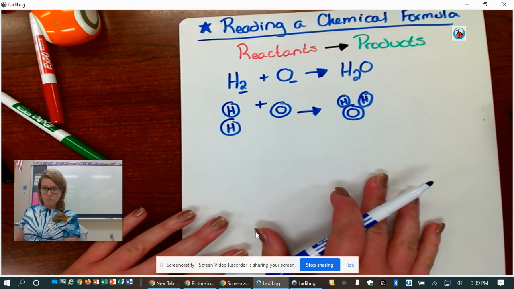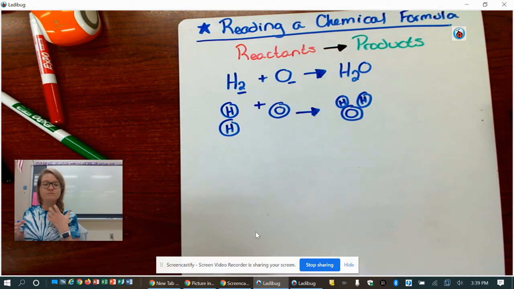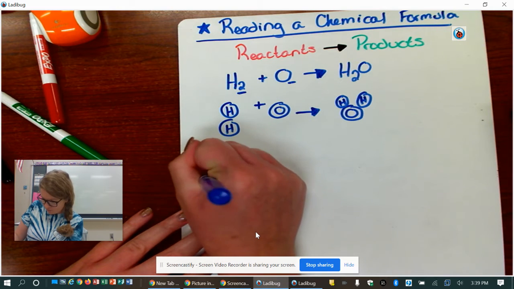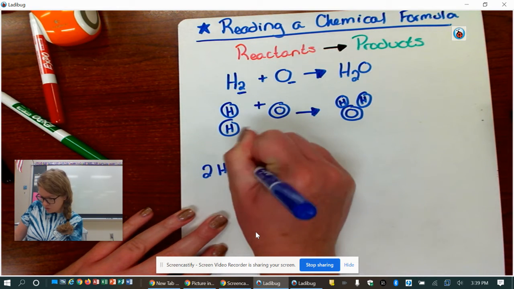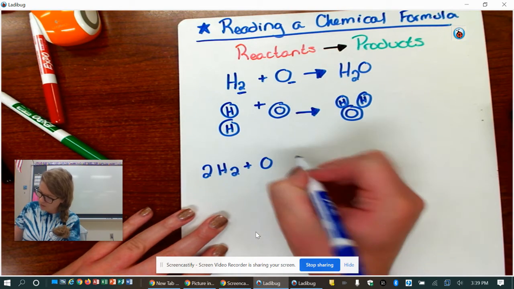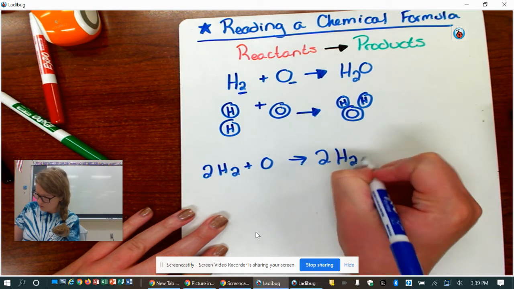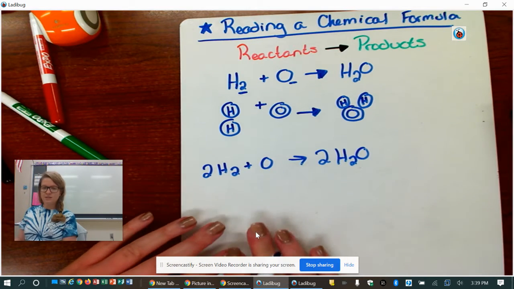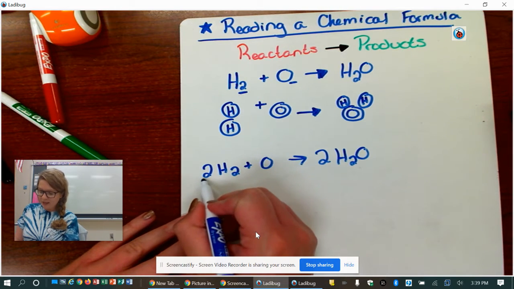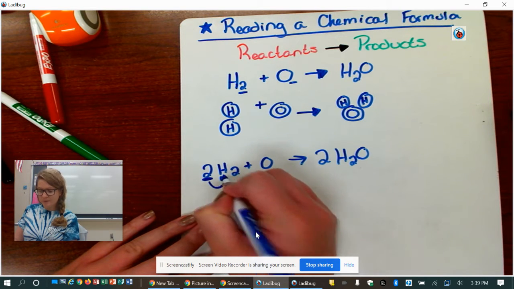Another way that you can write chemical formulas is that sometimes they have what is called a coefficient in front of them, which means that I could have 2H2 plus O yields 2H2O. We're going to talk about this. This isn't balanced, but I'm just doing it as an example. So when you add that coefficient, you're doubling everything that goes behind it.